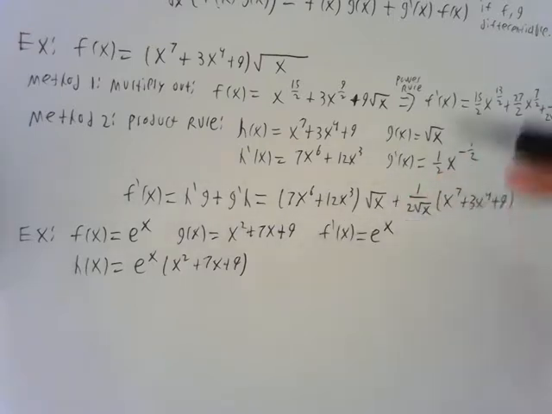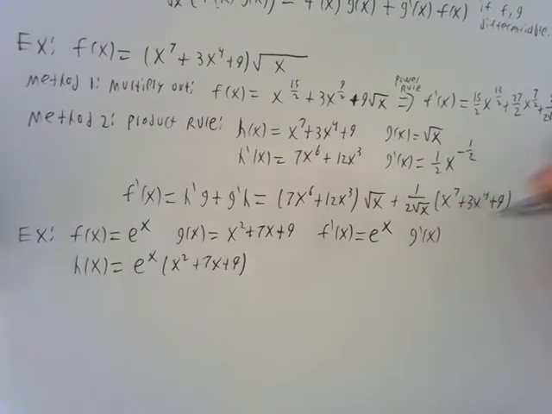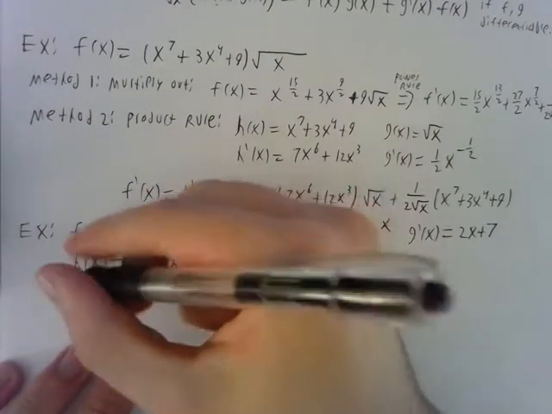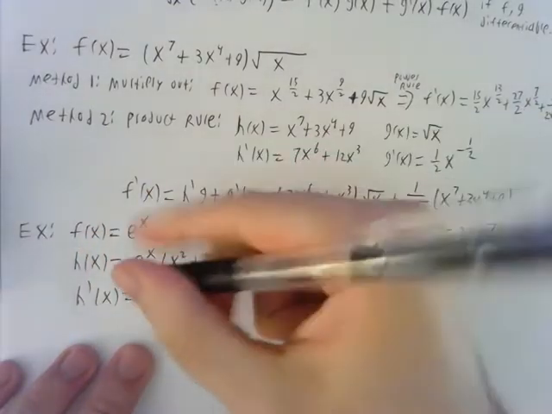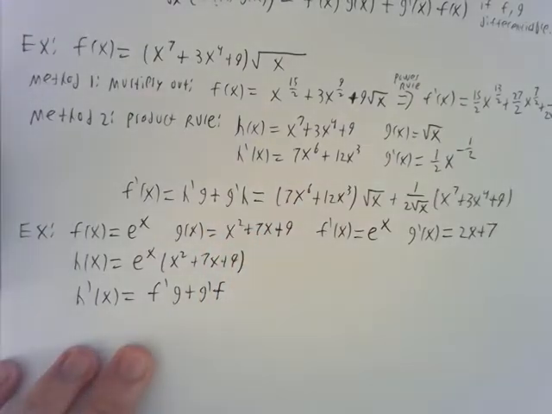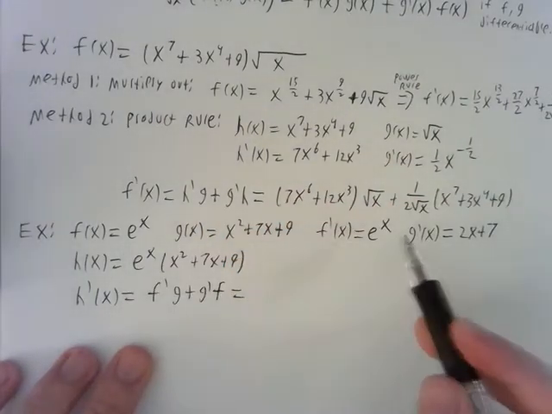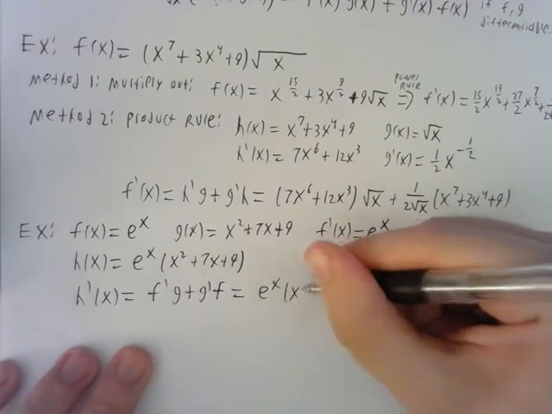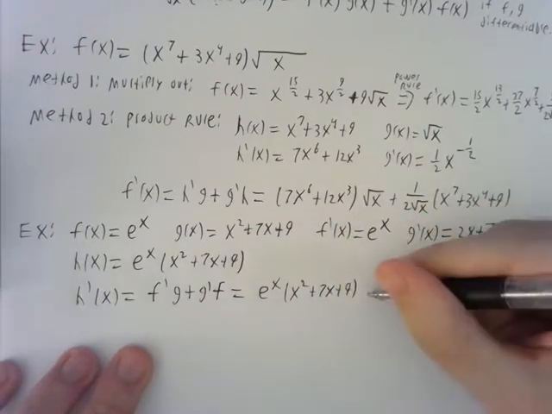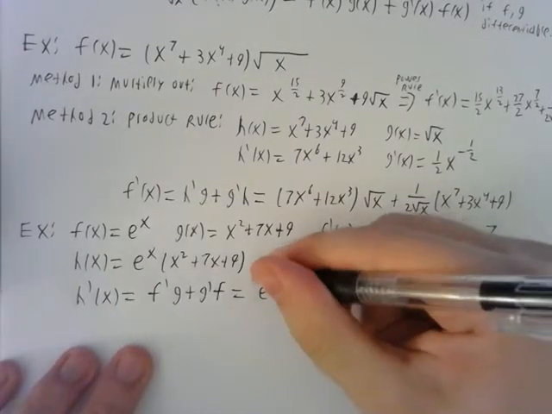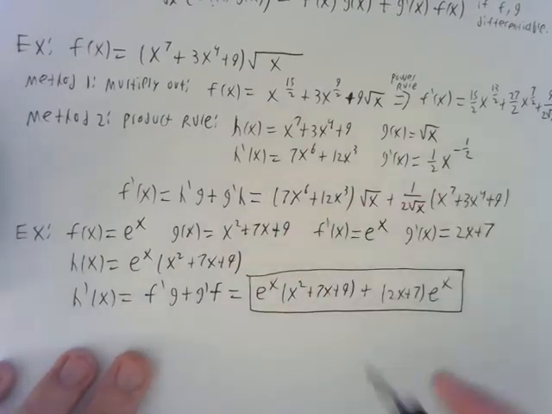And g prime of x we can calculate using the power rule. It's 2x plus 7. And so that means that if we use the product rule, h prime of x is equal to f prime g plus g prime f. And so we just have to plug in all the things that we've calculated to this formula. So f prime was e to the x, g was this thing, plus g prime was 2x plus 7 times e to the x. And this is our final answer. And with these sorts of problems, there's really no need to simplify any further than that.